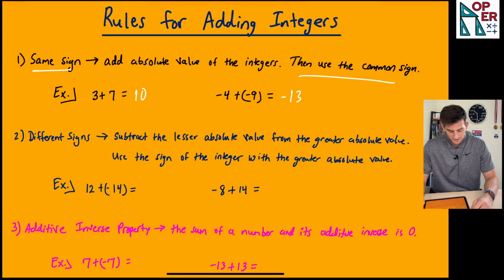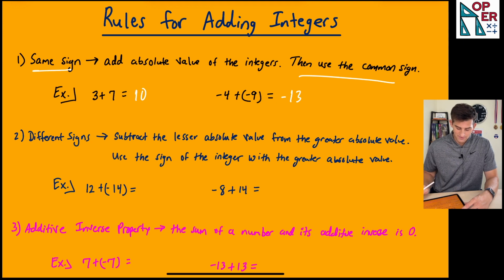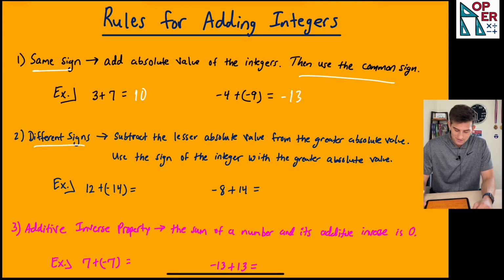So next one, different signs. Different signs say subtract the lesser absolute value from the greater absolute value, and then use the sign of the integer with the greater absolute value.